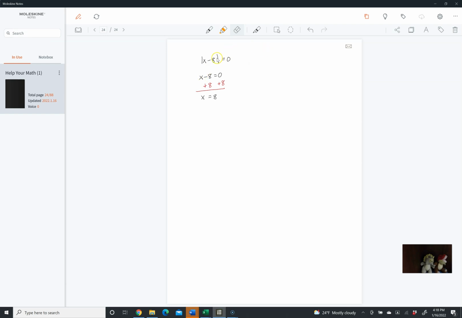But let's suppose that we said the distance from this to 0 is 10. So the absolute value of x minus 8 is equal to 10. Okay, so the distance of this from 0 is 10 units. Well, then this has to be either a 10 on the number line, or it has to be a negative 10 on the number line. So let's just take a look at the number line for a second.